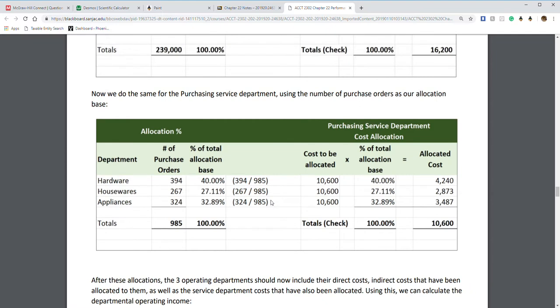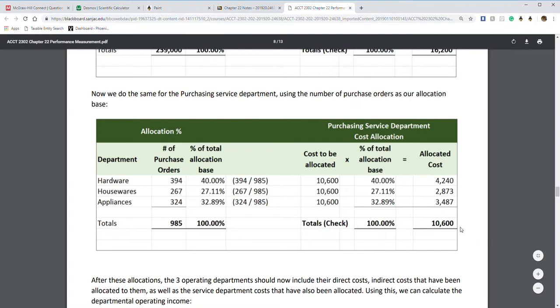Next, we do it for our purchasing service department. Sweet. So, same thing. We're taking our number of purchase orders, take how many for each department, divide by the total, get us our allocation base, times that by the cost to be allocated that we figured out in step 1 by our percentage base, and boom, there's our cost to be allocated.